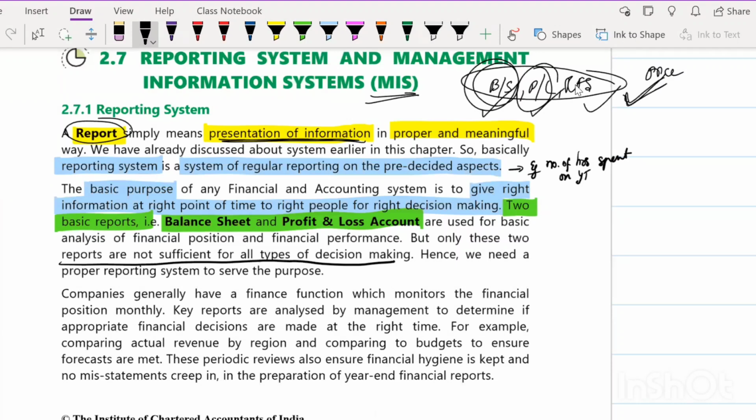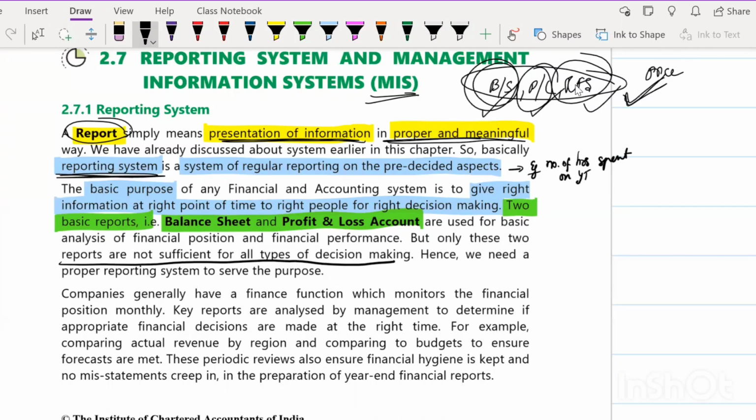The same way, the cash movement in a company is presented in the form of a cash flow statement. So a report is nothing but a presentation of information in a proper and meaningful way. Okay, so that is a report. Now, what is a reporting system?